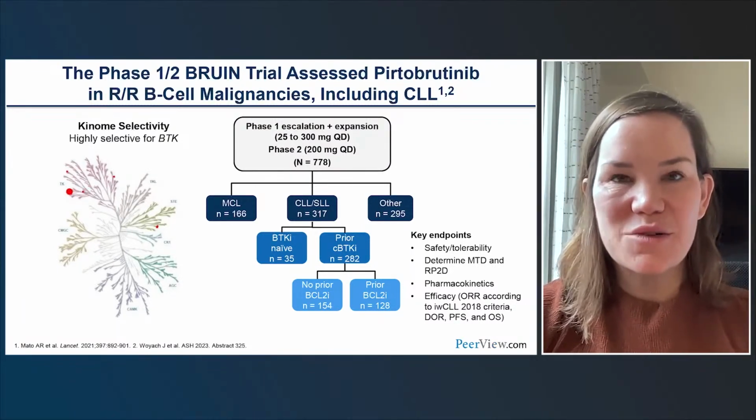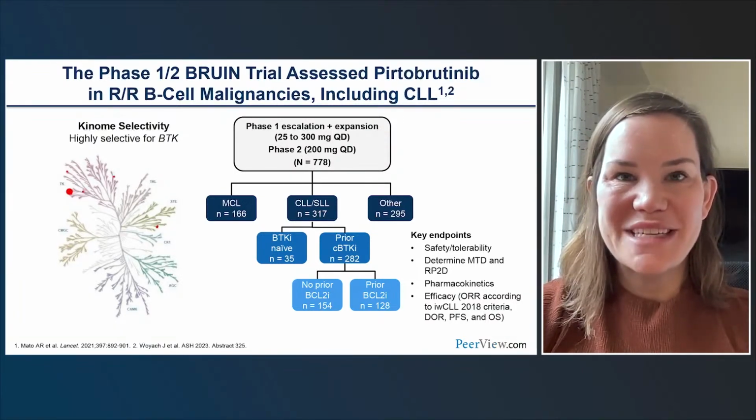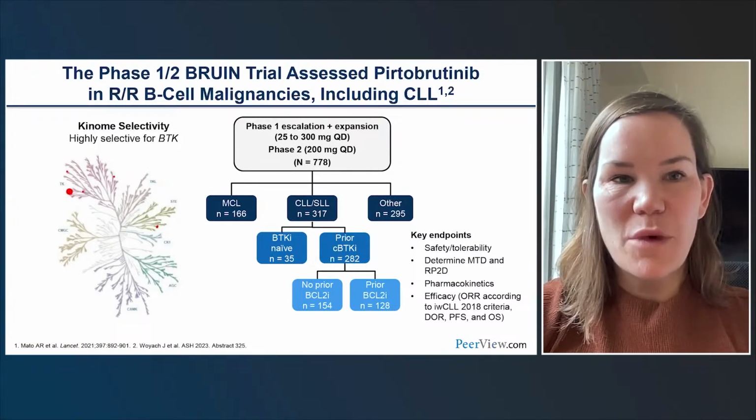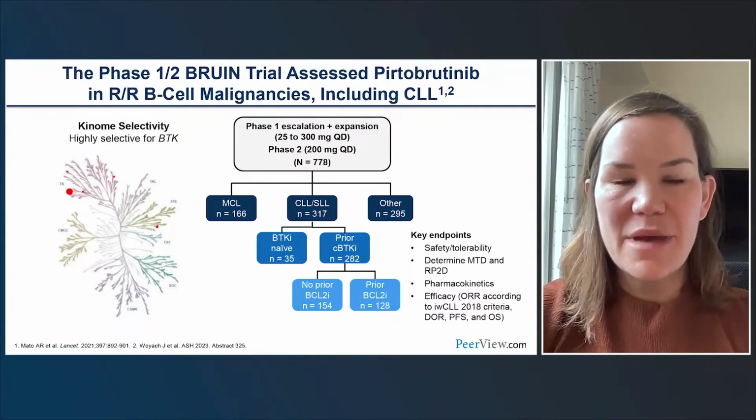Pirtobrutinib is a very unique drug. In contrast to the covalent inhibitors that we've heard a lot about, pirtobrutinib is a reversible BTK inhibitor. And another very unique property is it has remarkable selectivity for BTK, its target, which you can see based on the kinome selectivity map on the left.